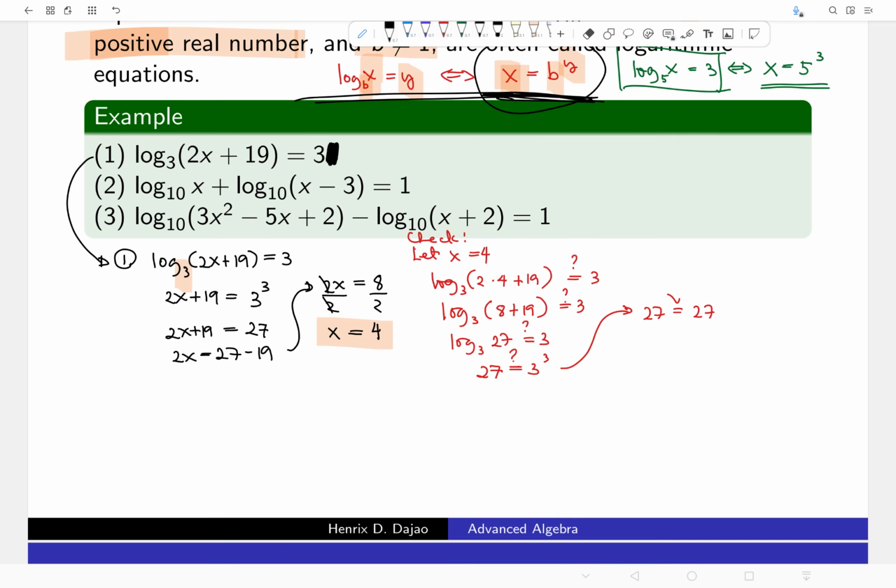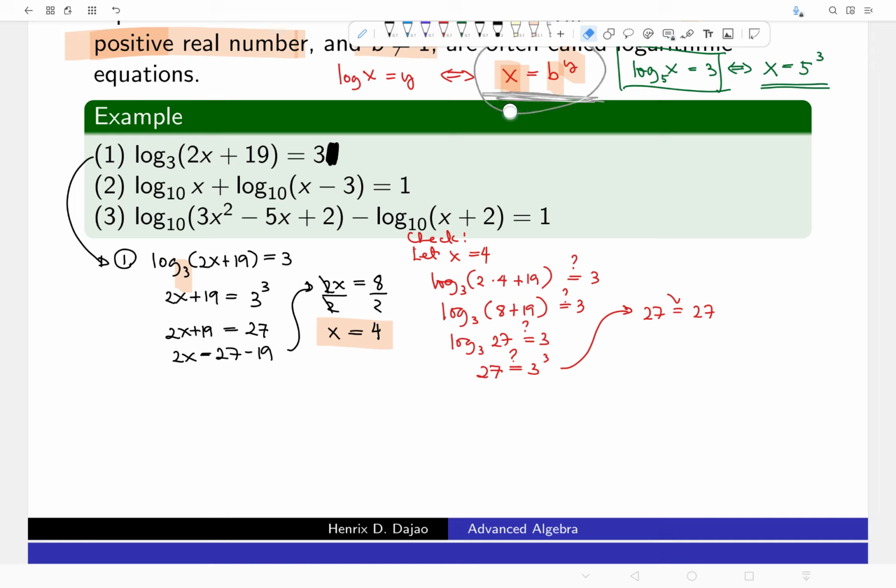So for number 2, we have log x with base 10 plus log of the quantity x minus 3 with base 10 is equal to 1. Now remember, we have to make sure that the expression on the left should be expressed as a single logarithm before we can apply this property. The expression here at the left side should be a single logarithmic expression.